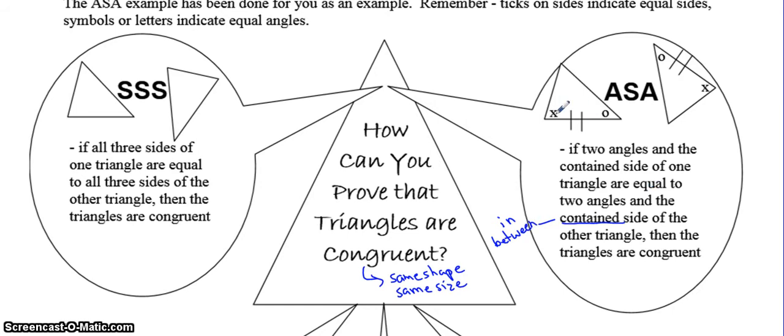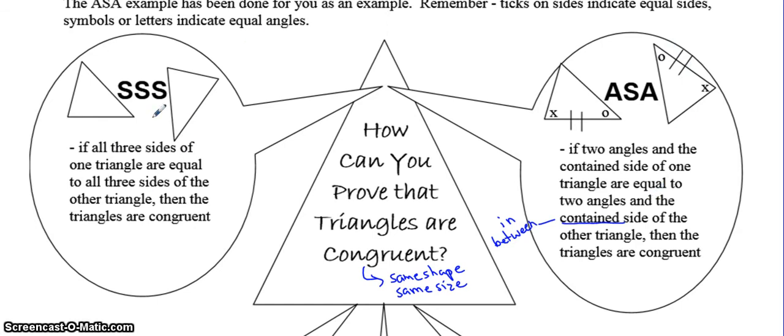So, two angles, so one angle X, one angle O, it's the same as this angle X and this angle O. And the contained side, which means the side in between, has two ticks. The side in between here has two ticks. That means the angle, a side, and an angle of this triangle are equal to the angle, a side, and this angle in this triangle. So the two triangles are congruent.